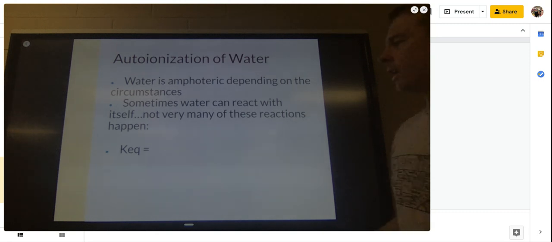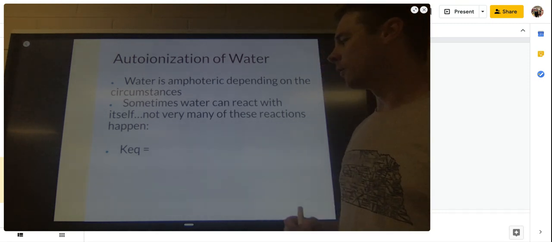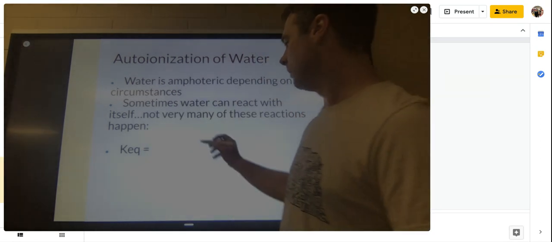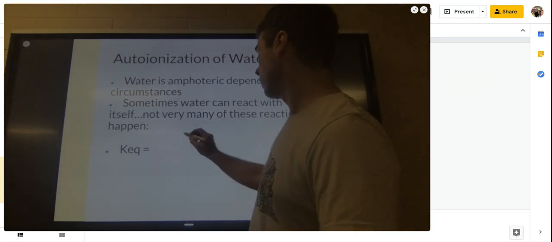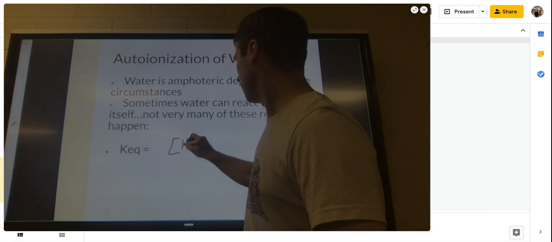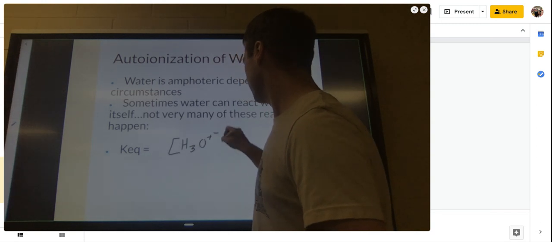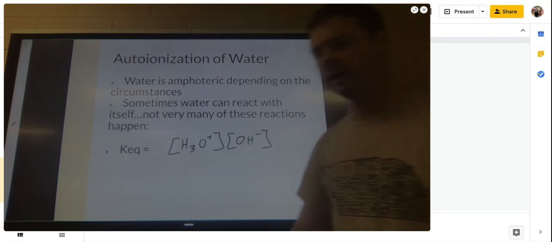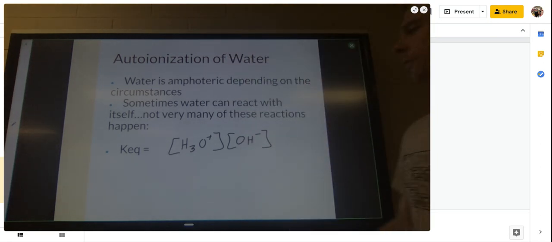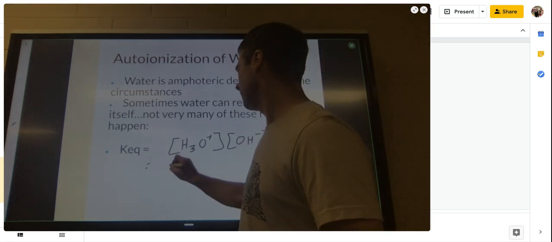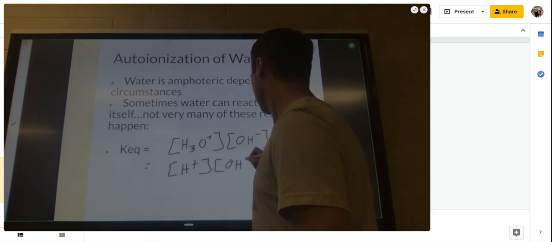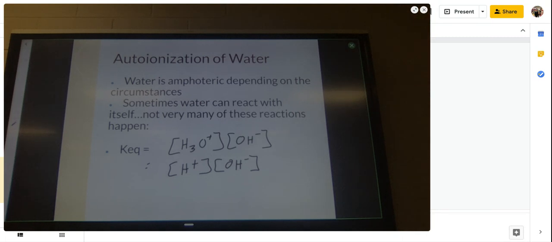Well, the K of the top reaction would be products over reactants, but we don't care about the reactants because they're pure liquid. So we would write the K of the first reaction like that. Okay? The K of the second reaction, which, like I said, is going to mean literally the same thing for us, is going to be written like this. Okay? So, whichever one you want to go with doesn't really matter.